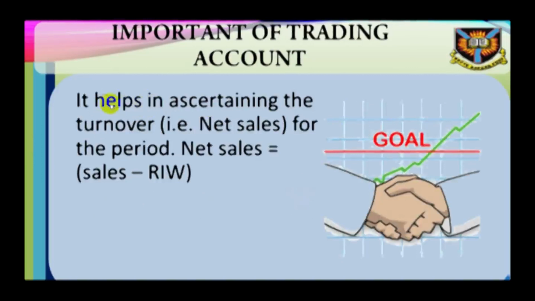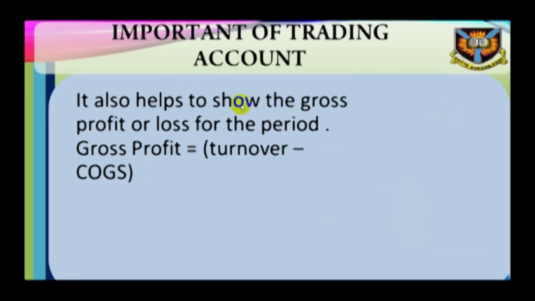3. It helps in ascertaining the turnover, that is net sales for the period. Net sales equals sales minus returns inward. 4. It also helps to show the gross profit or loss for the period. Gross profit equals turnover minus cost of goods sold. 5. It provides information for management planning and decision making.